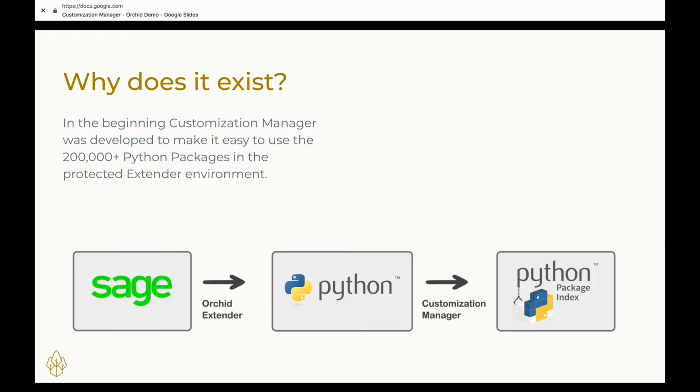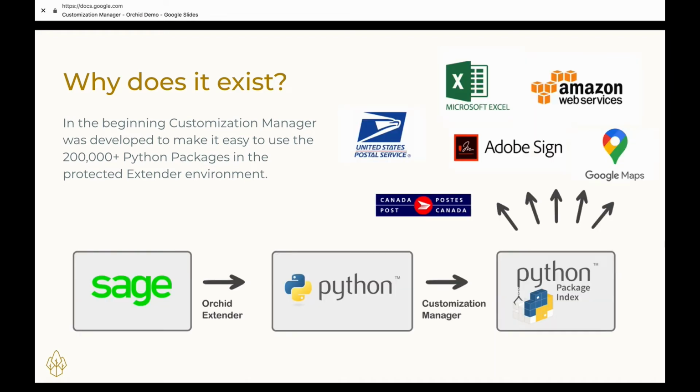So I developed Customization Manager to connect to the Python package index, and my hope was that through there we would integrate Sage 300 with all kinds of services online rapidly and securely. As time went on, it became clear that we could take a step out here and begin packaging extender customizations along with all of the supporting Python libraries and configuration in Python packages themselves.